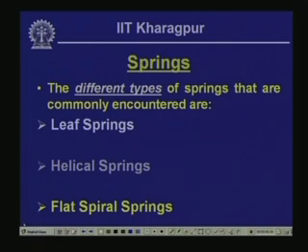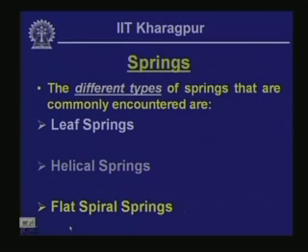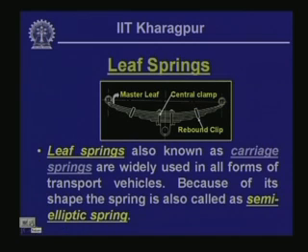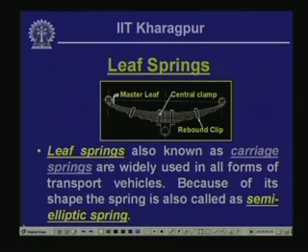Now, the different types of springs that are commonly encountered are leaf springs, helical springs and flat spiral springs. There are other kinds of springs as well, but these are commonly used. Now, let us look into these different types of springs. A leaf spring is also known as a carriage spring, which is used in transport vehicles.